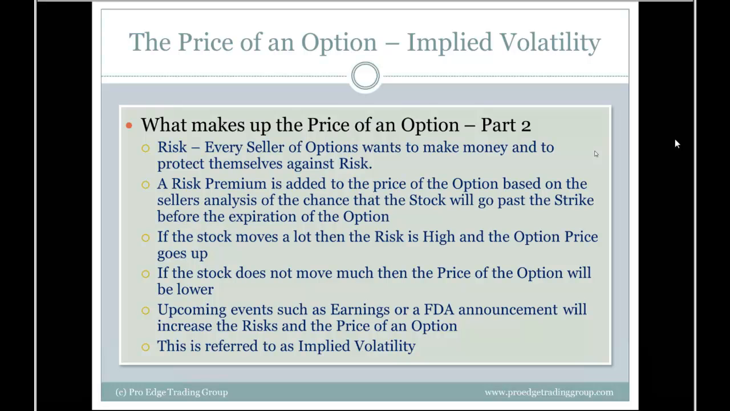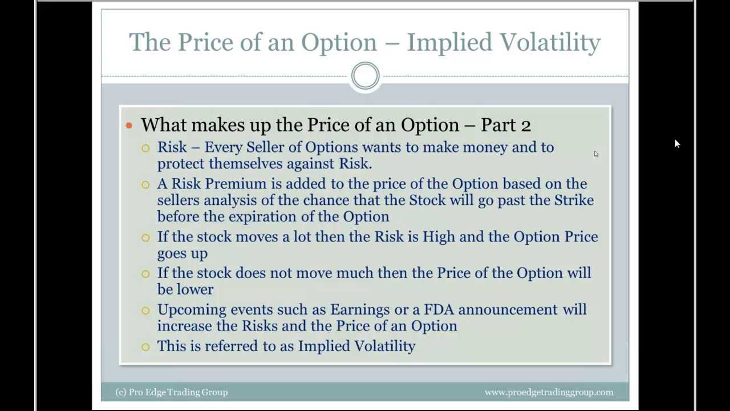Now, what makes up the price of an option in the implied volatility? Number one aspect of it is risk. Every seller of options wants to make money. And to do that, they have to mark up the options. They can't sell it to you for exactly what the intrinsic value is. Why would I do that? I'm setting myself up to lose. I want to make money. I want to make a profit. And I want to protect myself against me being wrong.